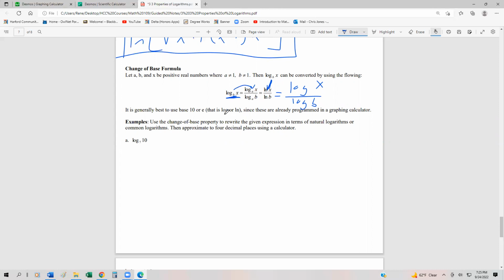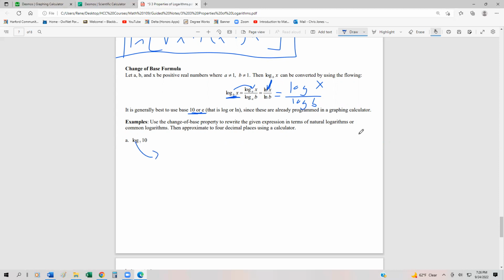All right. Usually, what we're going to do is use either ln or base 10. And I'm going to show you that it doesn't matter which logarithm we use, which base. So let's use the change of base property to rewrite into a natural log or common log, and then express the answer to 4 decimal places by using a calculator.